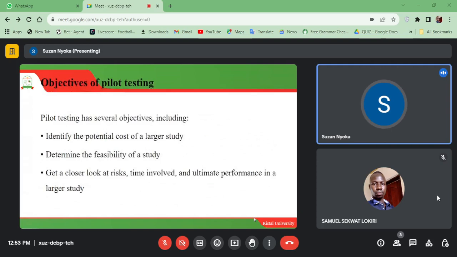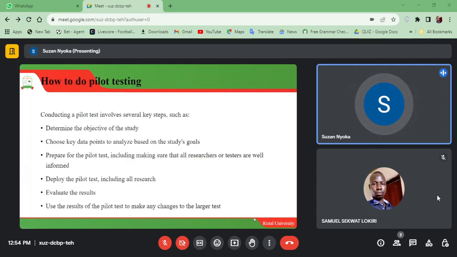Objectives of pilot testing. Pilot testing has several objectives, including identifying the potential. People mainly carry out piloting to identify the potential cost of a larger study, to determine the feasibility of it, financially, let's say, and technically. And then you get a closer look at risks, time involved, and ultimate performance in a larger study.